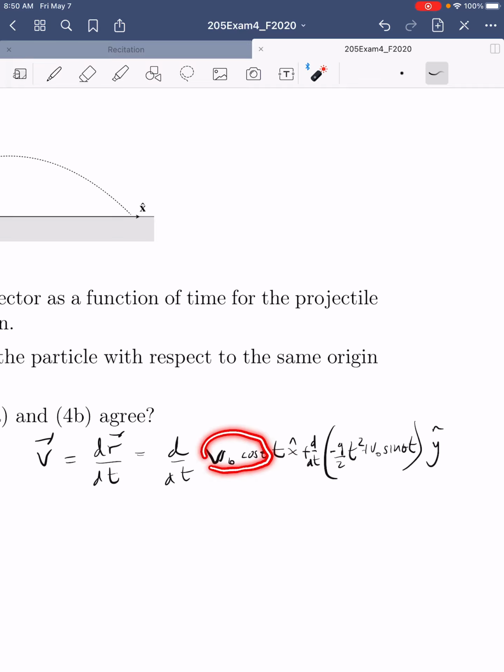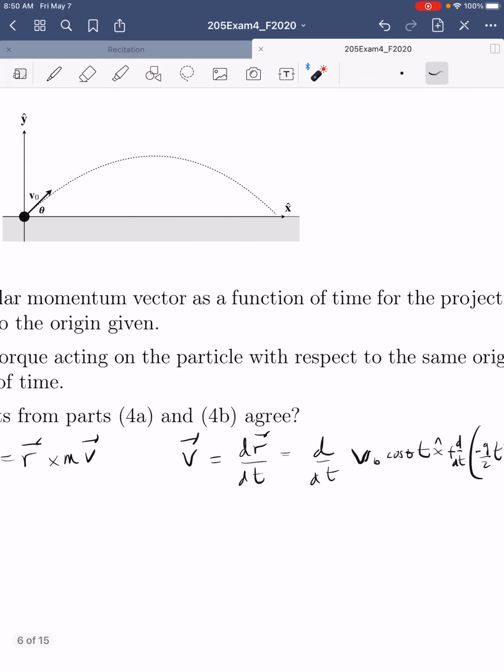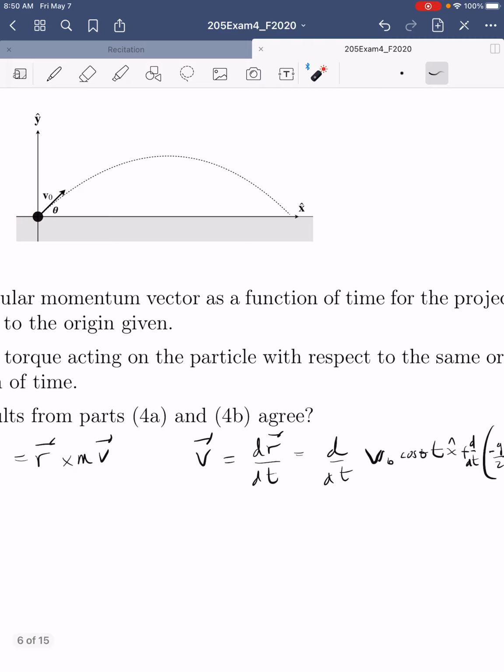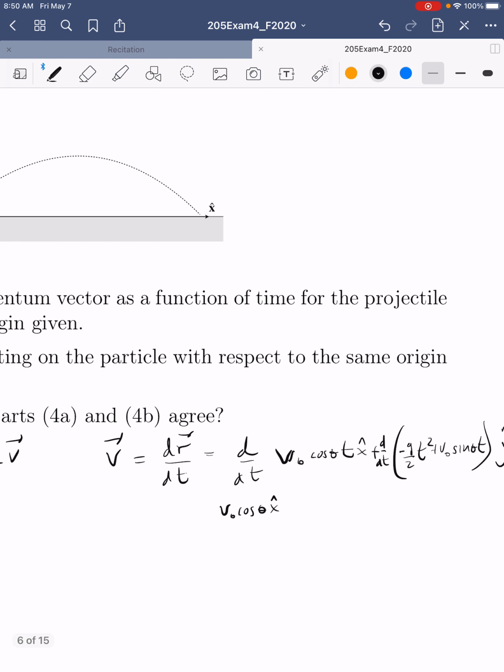And v naught and the theta, those are constants of the initial conditions that you're given, and they're knowns. And so the first time derivative there will just give you v naught cos theta, which makes sense because in the x, of course, we have constant velocity. And then the time derivative here will give you, there's a t squared and a t, so minus gt plus v naught sine theta, and this is the velocity in the y direction, where we do have acceleration, which means we have a time dependence there. And this is my velocity vector.